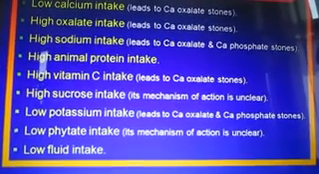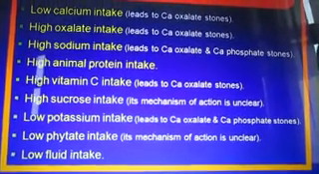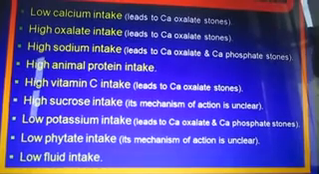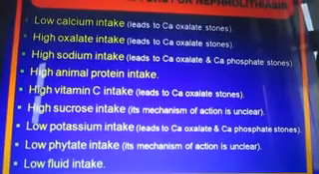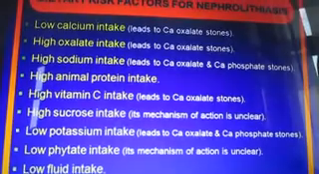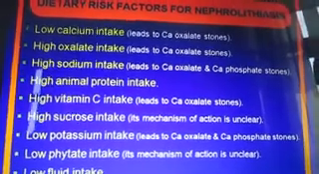High oxalate intake leads to calcium oxalate stones. High sodium intake leads to calcium oxalate and calcium phosphate stones. High sodium intake leads to decreased calcium reabsorption from the proximal convoluted tubule. High animal protein diet leads to increased calcium and oxalates and decreased urine pH.